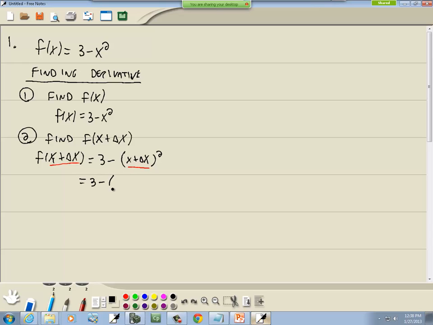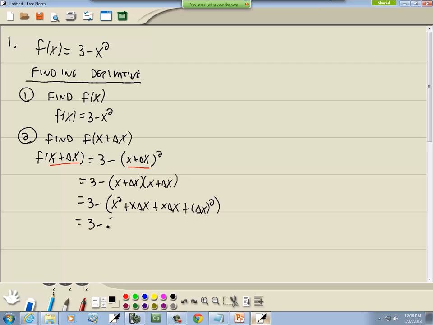That gives us 3 minus x plus delta x times x plus delta x. That's what x plus delta x squared means. So that'll give us 3 minus: x times x is x squared. x times delta x is x delta x. Delta x times x is x delta x. And delta x times delta x is delta x squared.